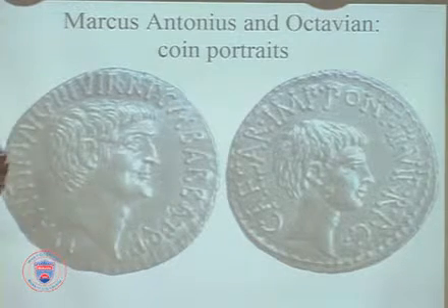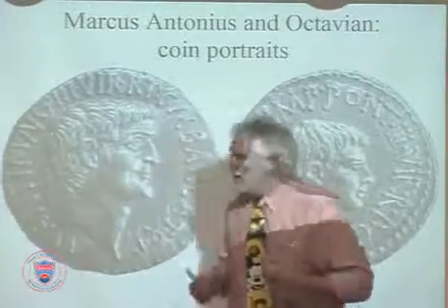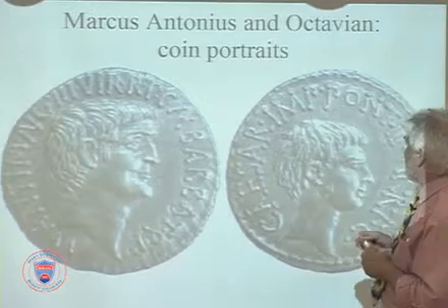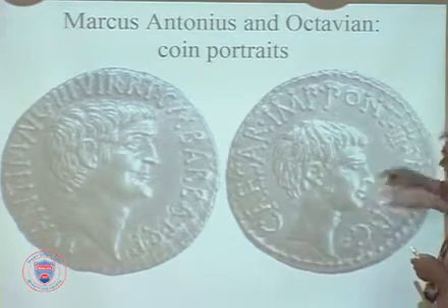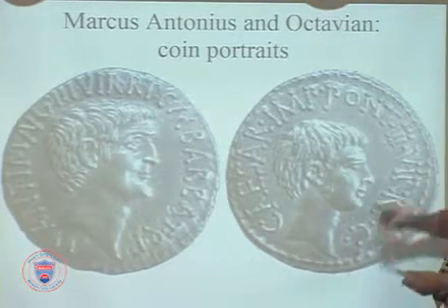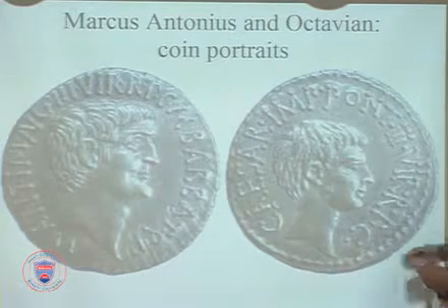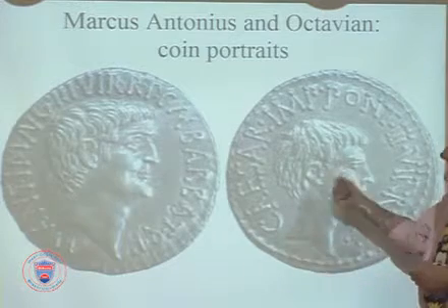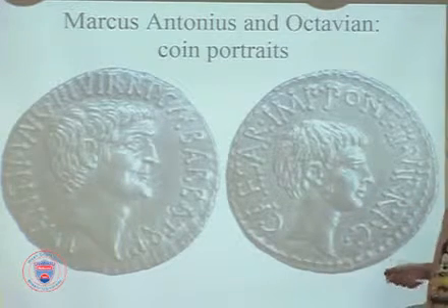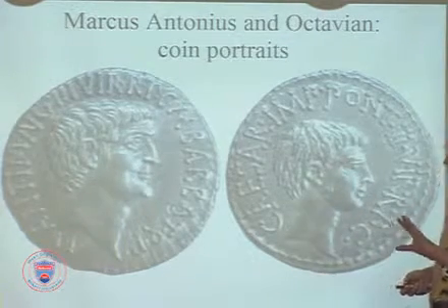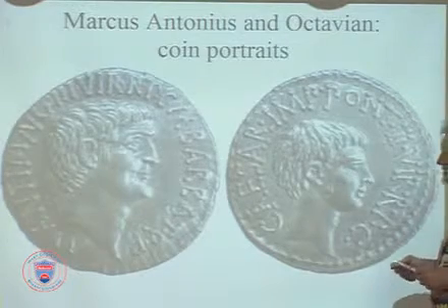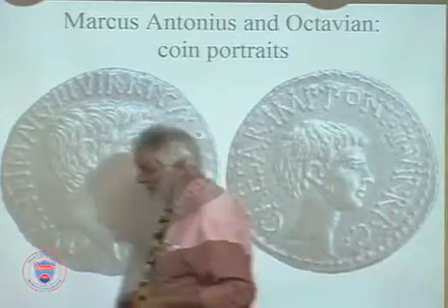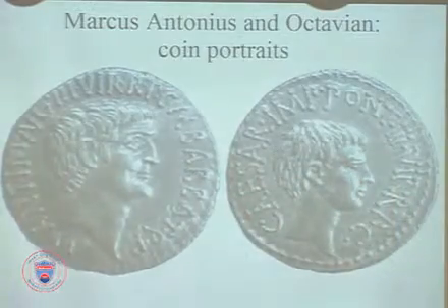And again, we can get some idea what these people look like by looking at coins. This is Mark Antony and Octavian. This coin was issued after Lepidus was eased out of power. And notice Octavian is shown much younger than Mark Antony. He is. Octavian was only about 18 or 20 or so when the Second Triumvirate is formed. Mark Antony is already in his 40s.